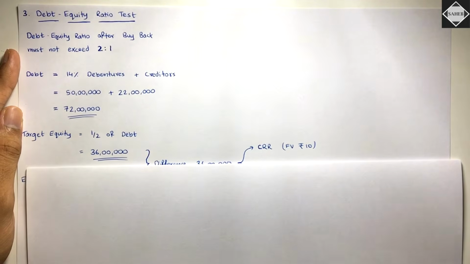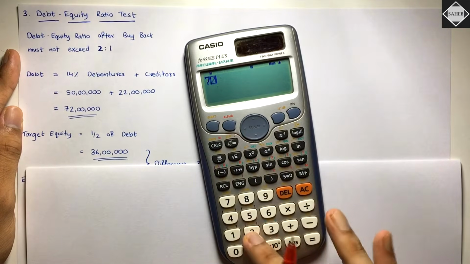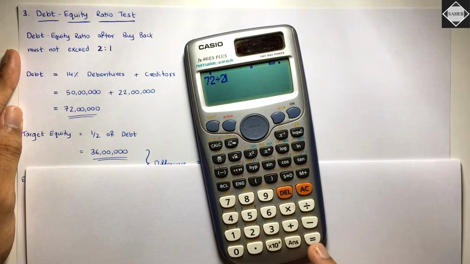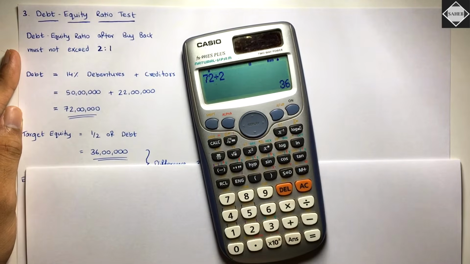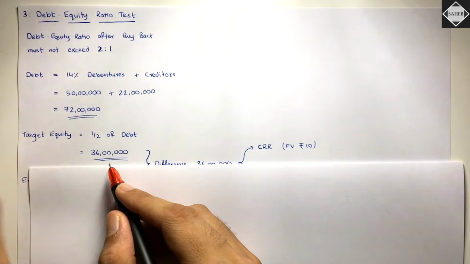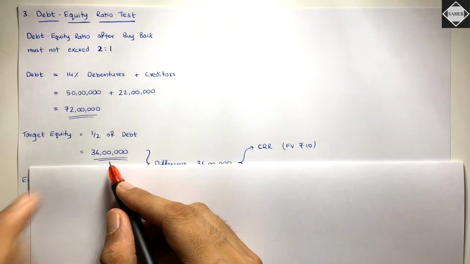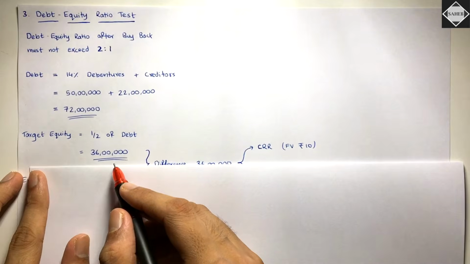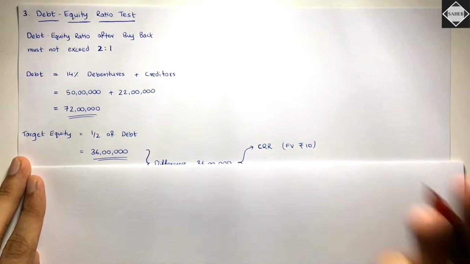Half of 72 lakhs. So 72 divided by 2, that's equal to 36 lakhs. Okay, so 36 lakh is your target equity. This is the minimum equity you must have after the buyback. Is that clear? After this, what you have to do?